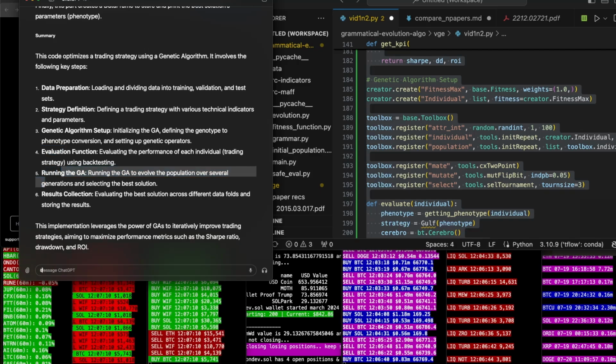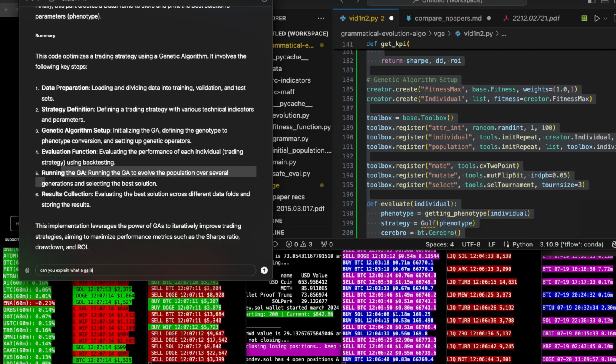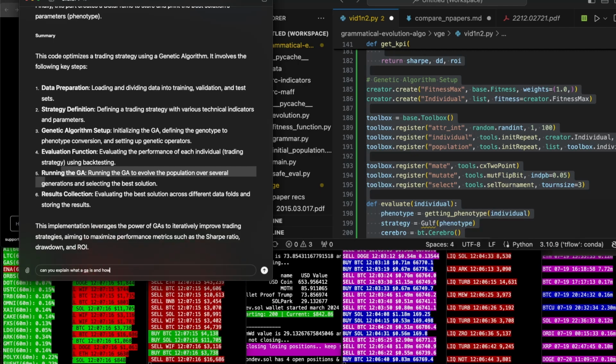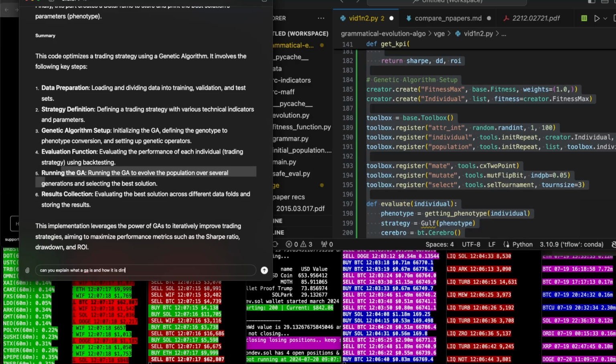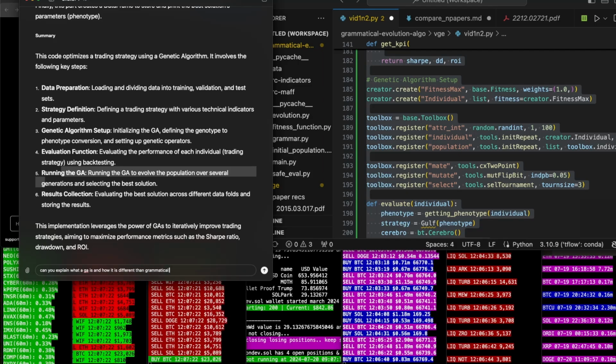Can you explain what a GA is and how it is different than grammatical evolution?